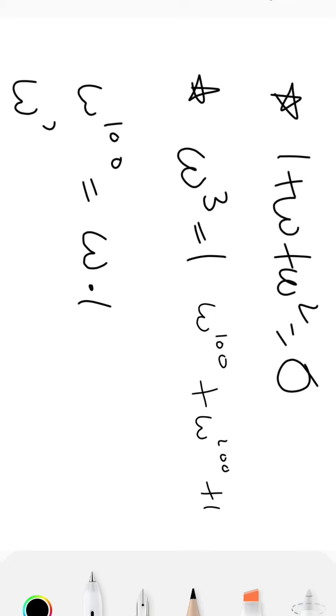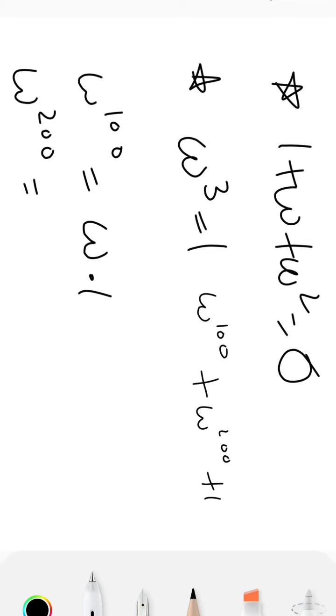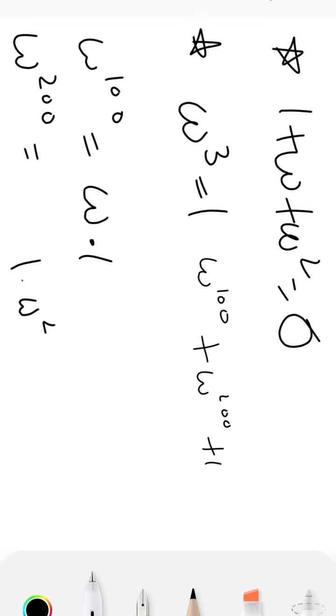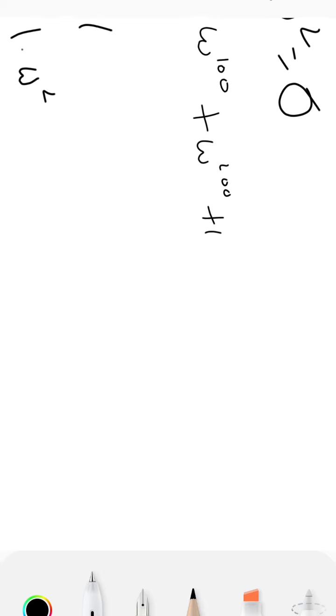And omega to the power 200 can be written as omega to the power 198, and then omega to the power 2. And we know that 198 is also a multiple of 3, so you can remove this part and put 1 over here, right? So the whole expression becomes omega square plus omega plus 1, and therefore the answer is 0.